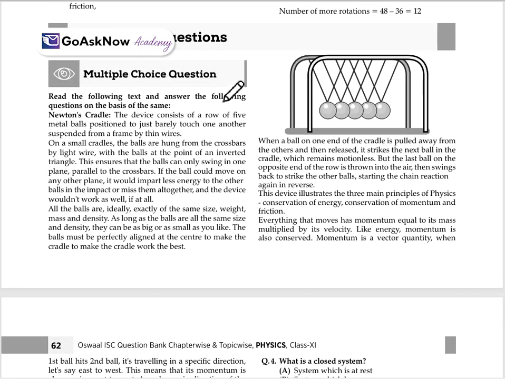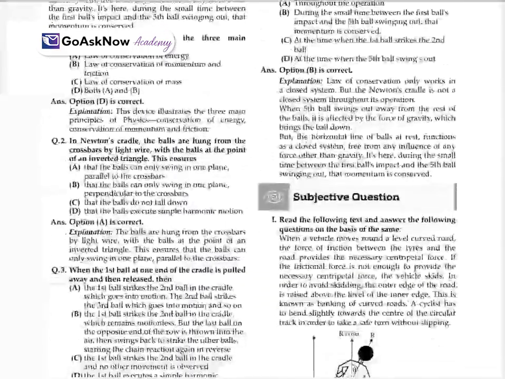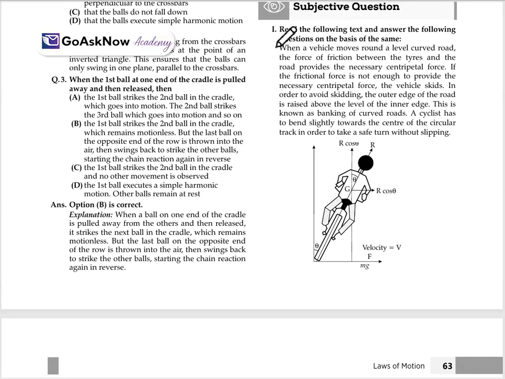Now we have another case based question. We have some cases and on the basis of that we'll have to answer a few questions, also some subjective questions. When a vehicle moves around a level curved road, the force of friction between the tires and the road provides the necessary centripetal force. If the frictional force is not enough, the vehicle skids. In order to avoid skidding, the outer edge of the road is raised above the level of the inner edge. This is known as a banking curve. A cyclist bends slightly towards the center of the circular track in order to move without slipping.